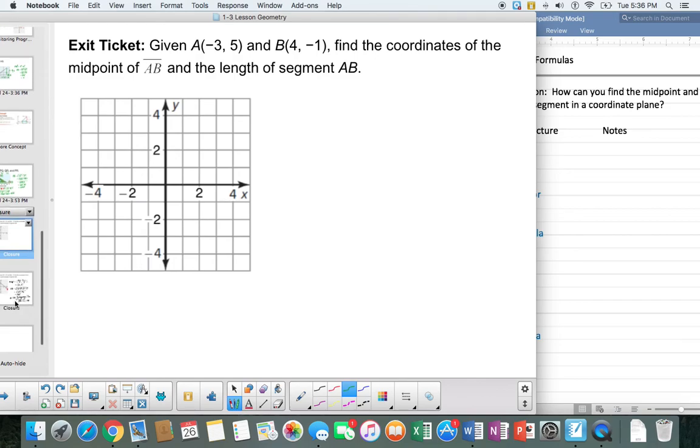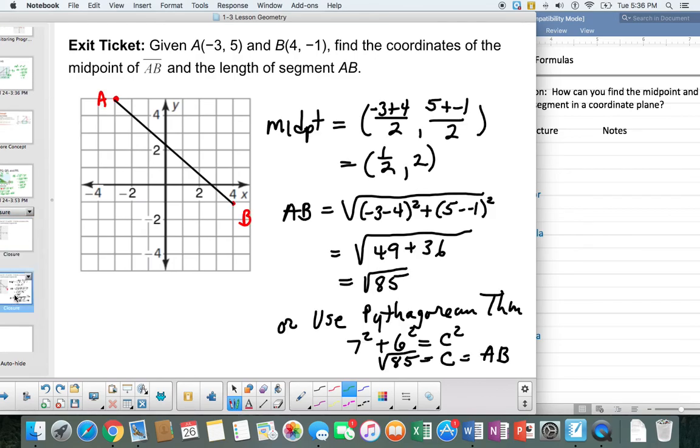Okay, we're back, and here is the answer. You can see I found the midpoint by averaging the x's and averaging the y's, and I figured out the distance using the distance formula, but I also showed you using the Pythagorean theorem. And this is the end of lesson 1-3.